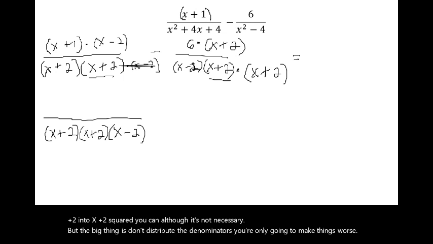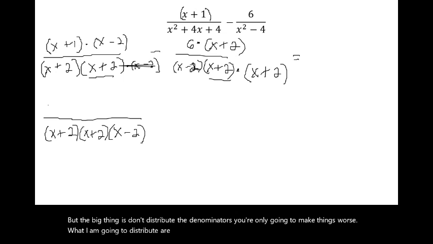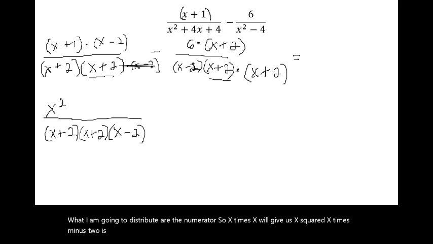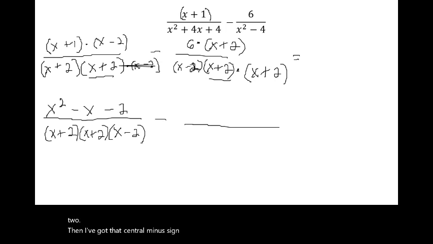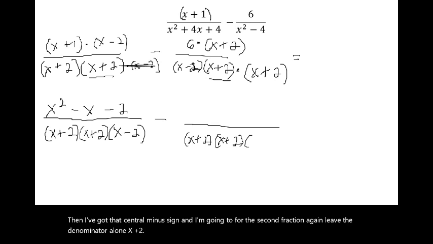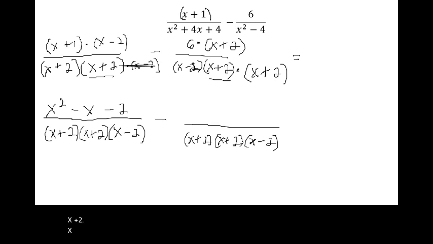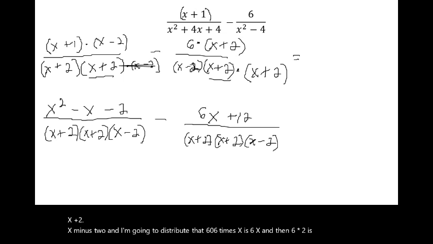What I am going to distribute are the numerators. So x times x will give us x squared. X times minus 2 is minus 2x, plus 1x is minus 1x, and then 1 times negative 2 is negative 2. Then I've got that central minus sign, and I'm going to, for the second fraction, again, leave the denominator alone. So x plus 2, x plus 2, x minus 2. And I'm going to distribute that 6. So 6 times x is 6x, and then 6 times 2 is plus 12.